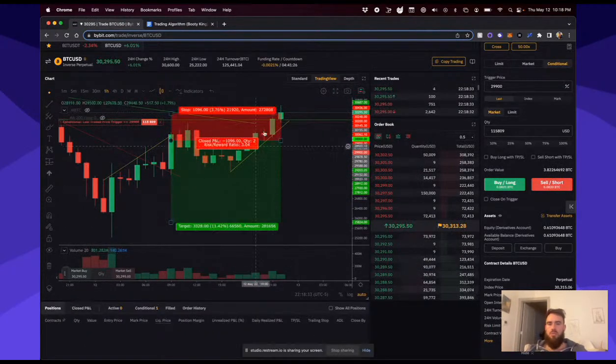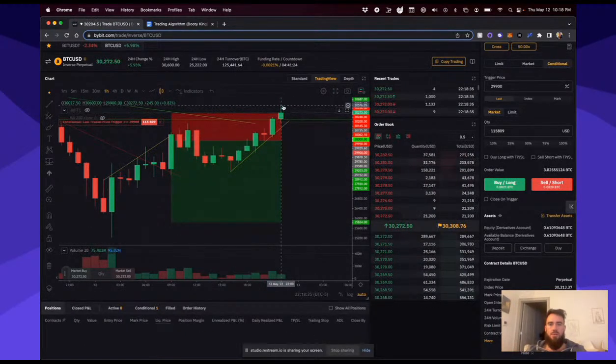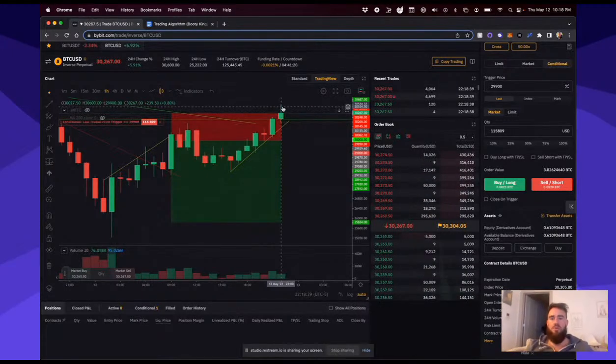With the caveat that, of course, if we go above this amount, then we're canceling the trade. If it goes too much above 3,600.